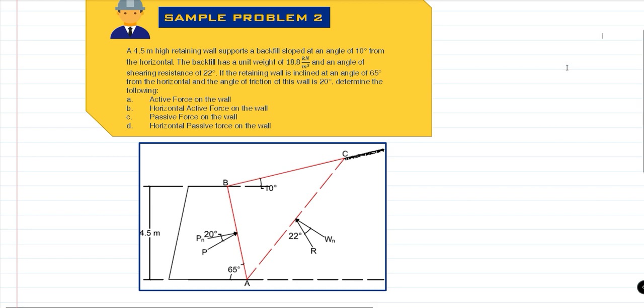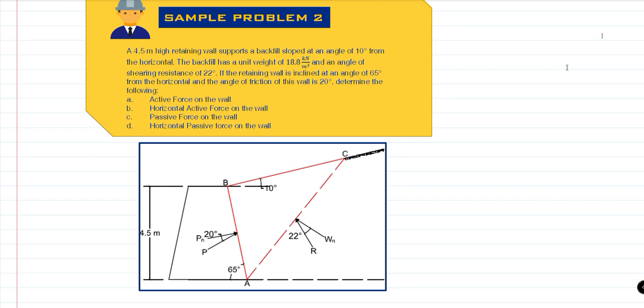A 4.5 meter high retaining wall supports a backfill slope at an angle of 10 degrees from the horizontal. The backfill has a unit weight of 18.8 kN per cubic meter and an angle of shearing resistance of 22 degrees. If the retaining wall is inclined at an angle of 65 degrees from the horizontal and the angle of friction of this wall is 20 degrees, determine the following.